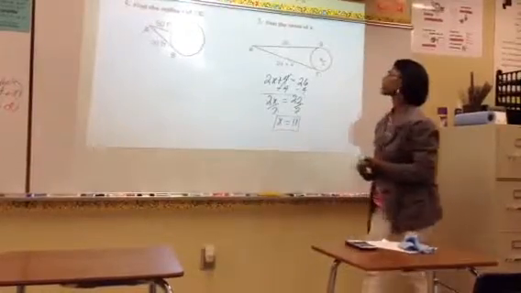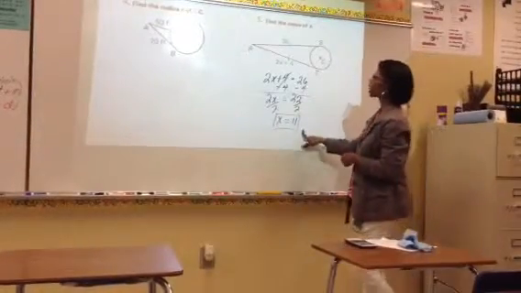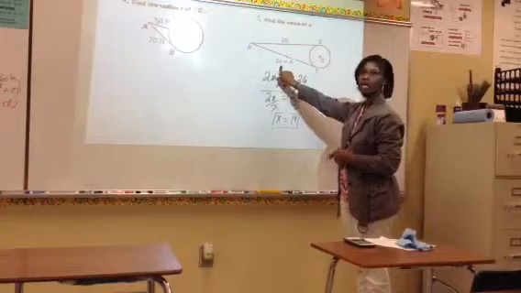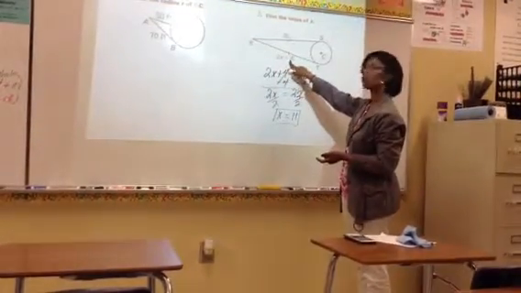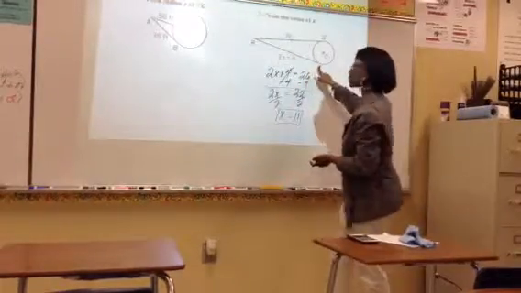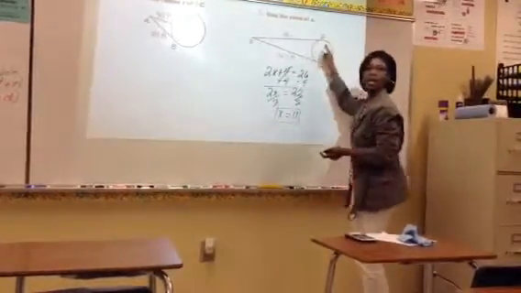And to check our work, to make sure that it makes sense, we will go back and place this measure into the expression for x. 2 times 11 is 22, and 22 plus 4 is 26. So this segment RT has the same measure as segment RS.